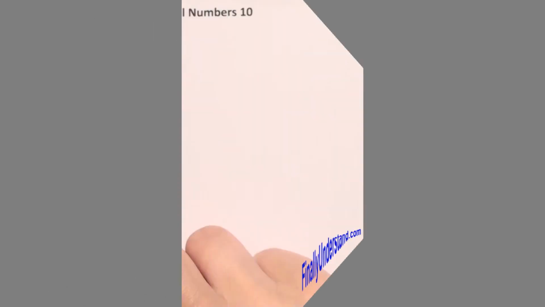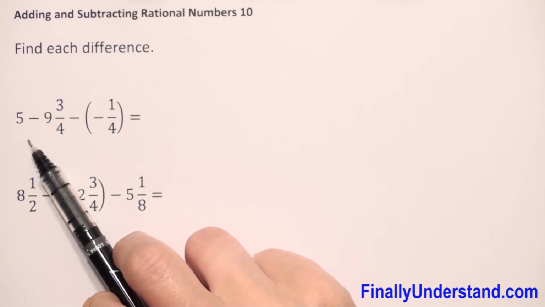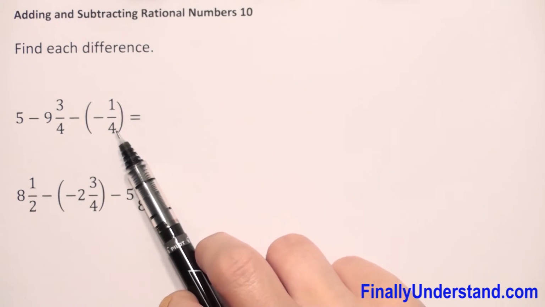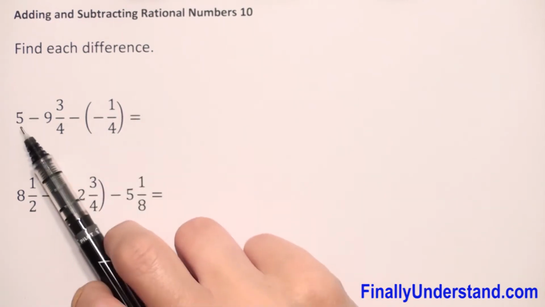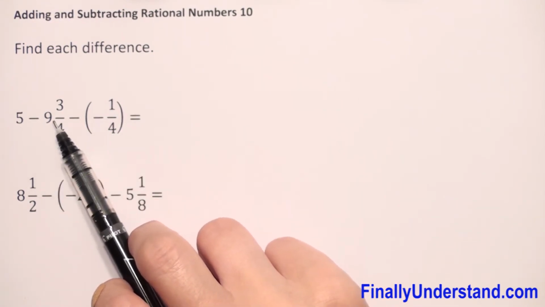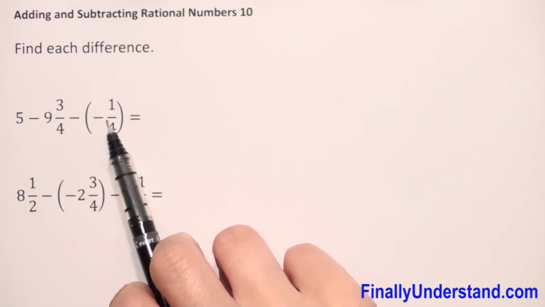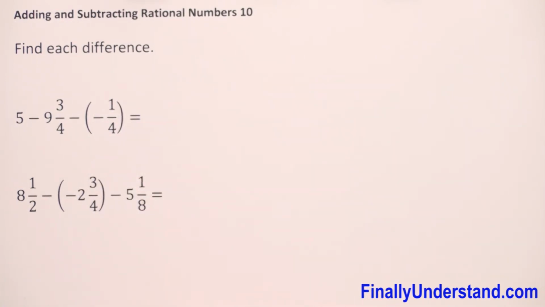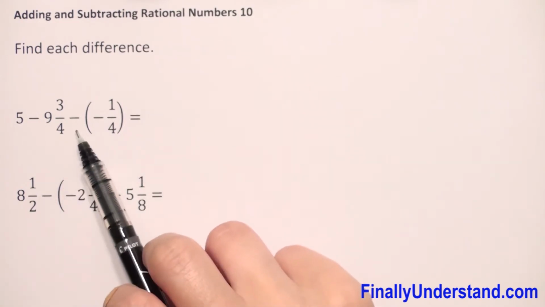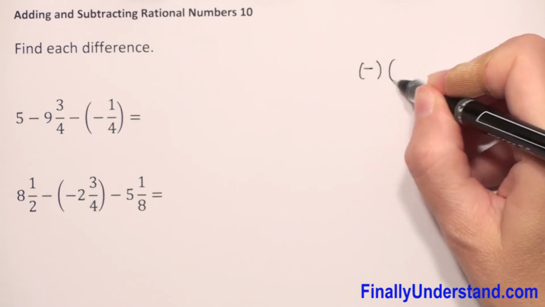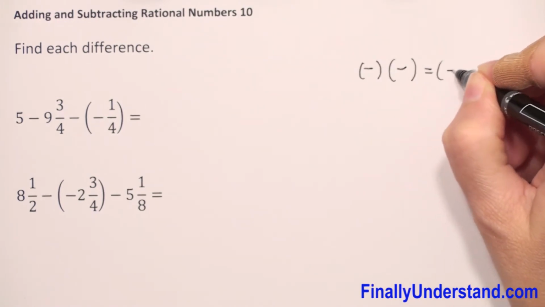We have to find the difference. We have here subtraction, so we start from the left side and go to the right side. So we have 5 minus 9 and 3 over 4, minus negative 1 over 4. So what we can do, when we see negative and negative sign, it always gives you positive.